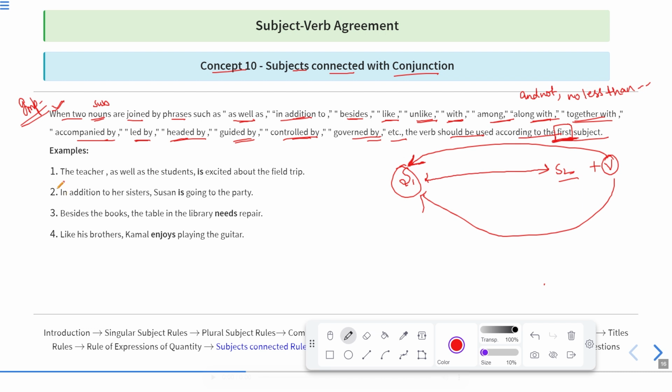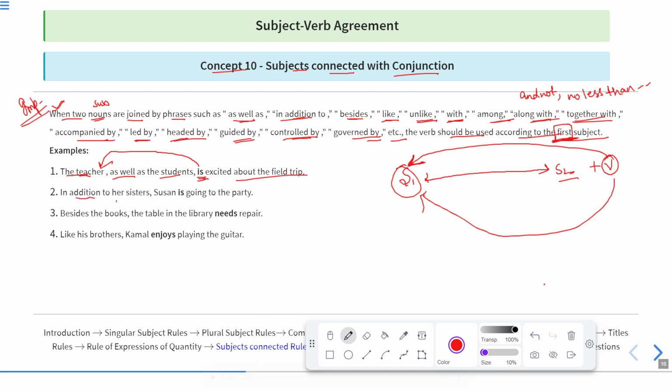For example, the teacher as well as the students is excited about the field trip. Now, in the sentence, you may see the teacher as well as the students. Now, teacher is singular and the students are plural. We have joined these two with as well as. Now, here the verb should follow the first subject and the first subject is teacher. That is why we have used is, not are according to the students. We have used is according to the first subject, that is the teacher.